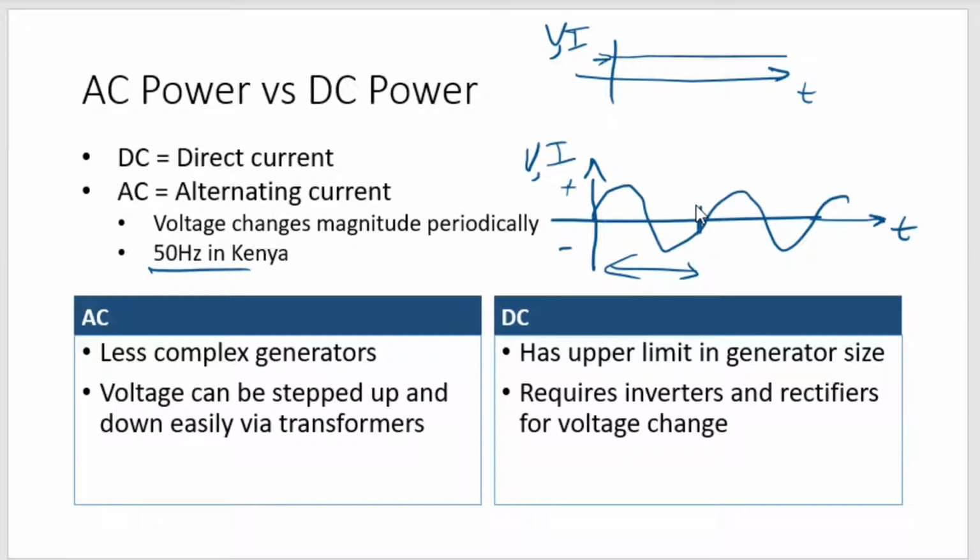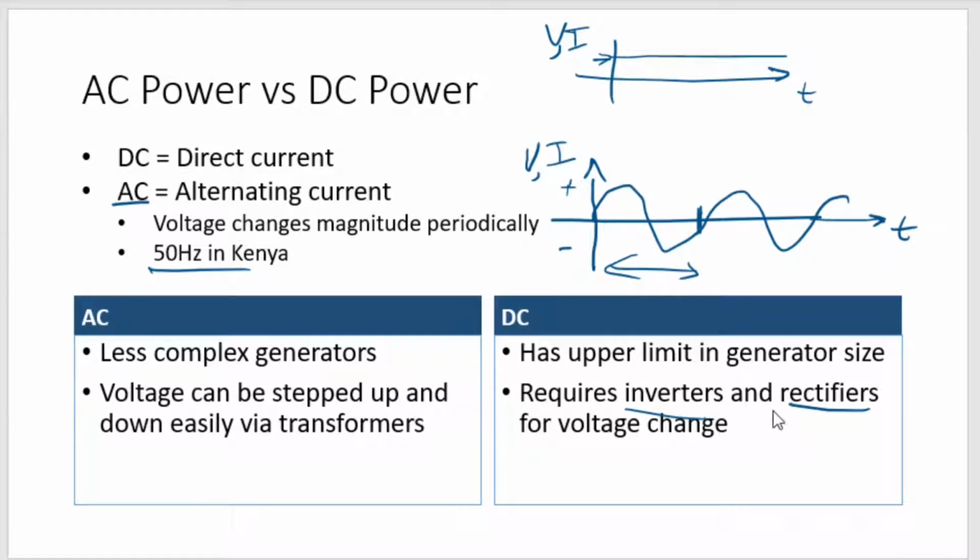This has various advantages in that for AC, you have less complex generators. Generators in their nature, which we will talk about in the next lecture, are generally created by rotating a magnetic field within current carrying conductors. So you use a force, whether mechanical or some other kind of movement, that rotates the field within a set of conductors. If you need to change it to DC, you require the use of inverters and rectifiers.